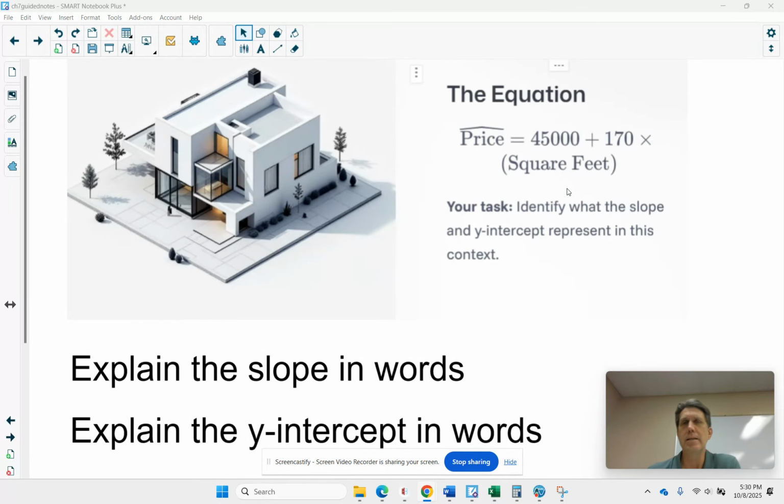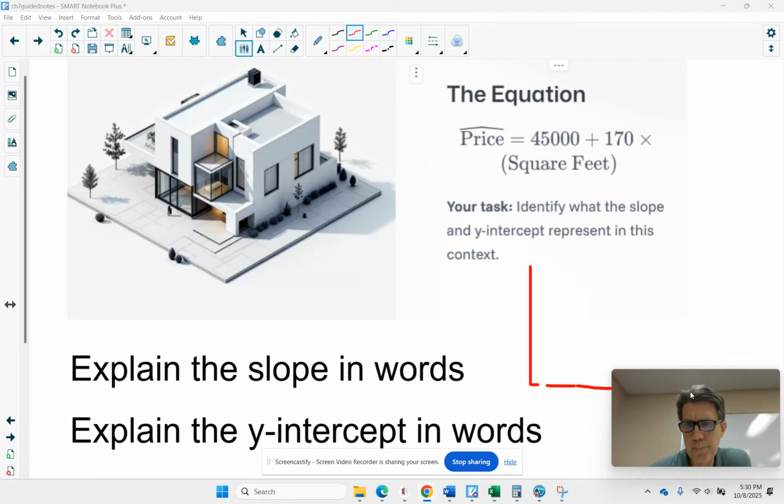Now, it might be easiest to think of it like you would graph this. If you were to graph it, you would graph the y-intercept first, which would be $45,000. So let's just say this is 20,000, these are in thousands, this is 40,000. You would go up to 45,000 and you'd put a dot. Well, what does that mean? So the y-intercept in words would be this.